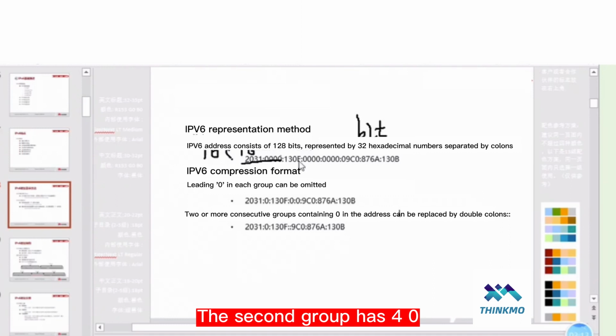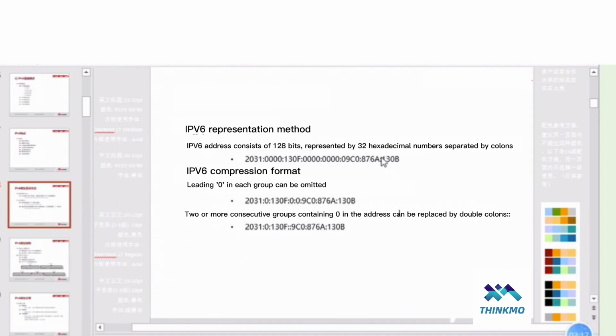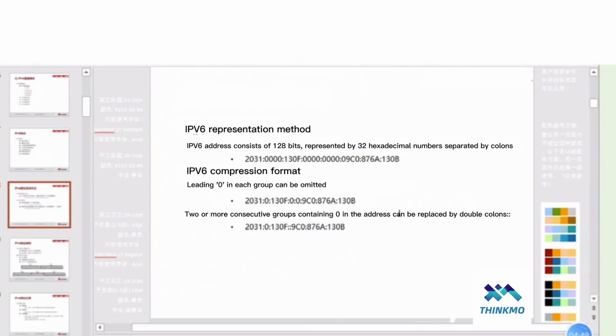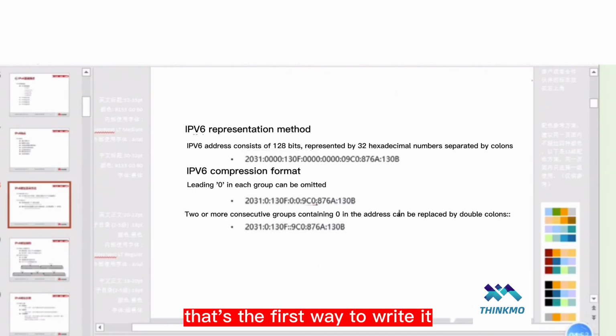The second group has 0040. Just abbreviate it to 40. Let's do another one. That's the group 09C0. The abbreviation is 9C0. Because this 0 in this hexadecimal group is at the beginning, we call that the leading 0. So it's shortened to 9C0. That's the first way to write it.